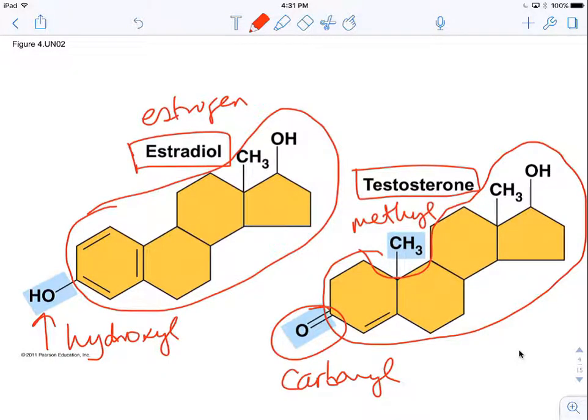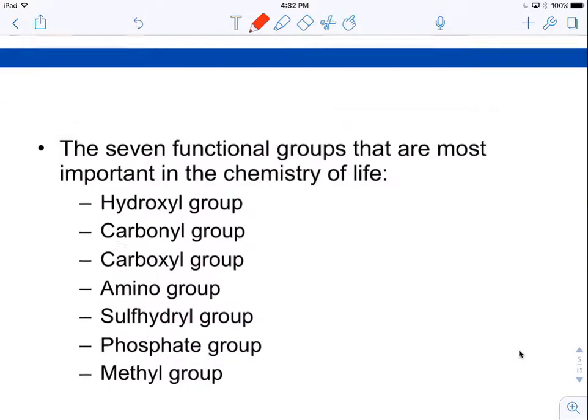you get testosterone. So again, the two sex hormones, one gives you male secondary sex characteristics, the other one gives you female secondary sex characteristics. And they're basically the same thing, except for some very tiny differences. But that is the impact that these functional groups can have on a protein or on any molecule. This actually isn't a protein. It's a lipid. But they have a very significant impact. So let's learn about them.